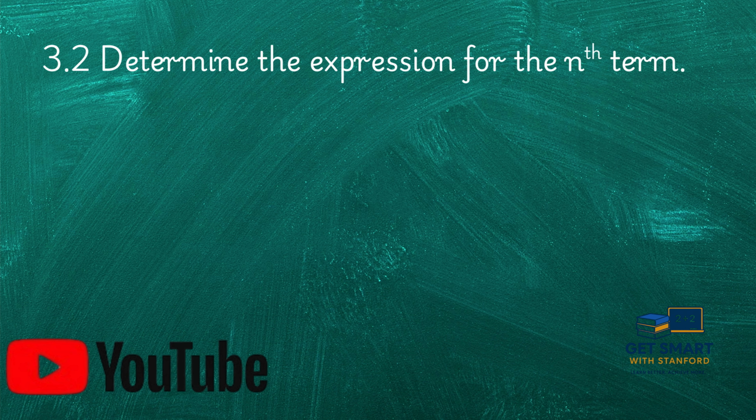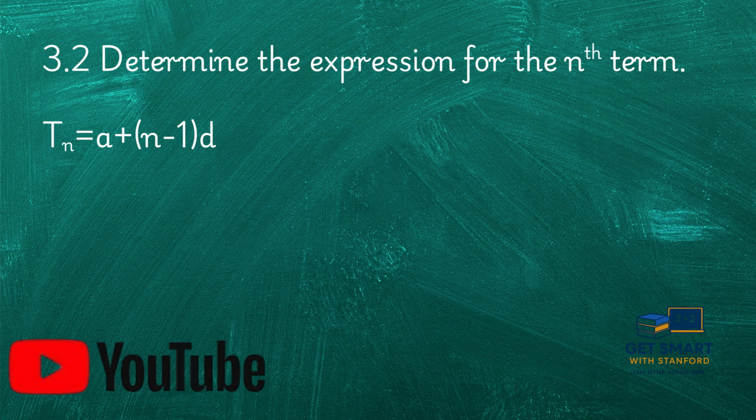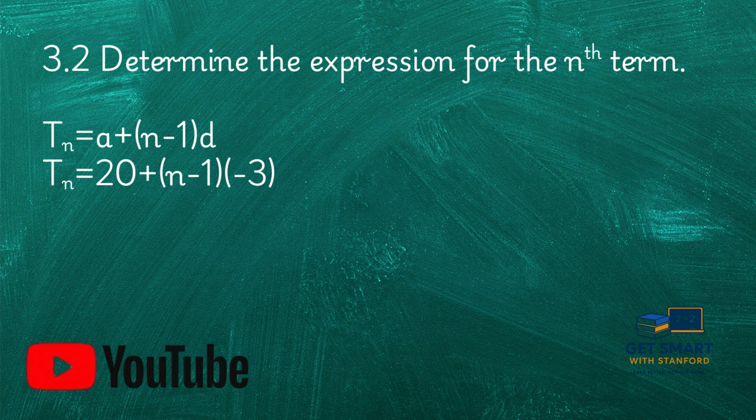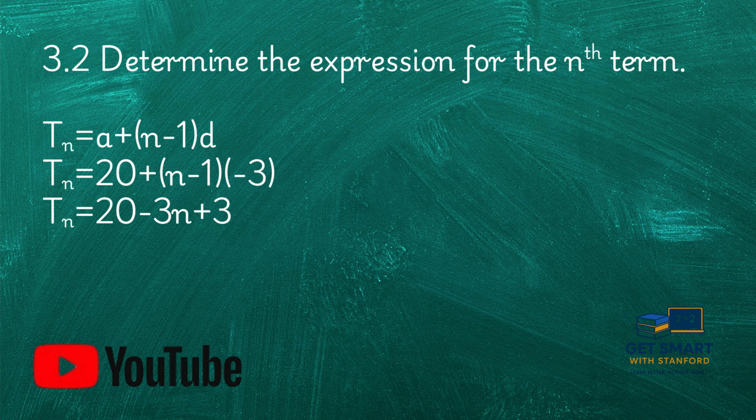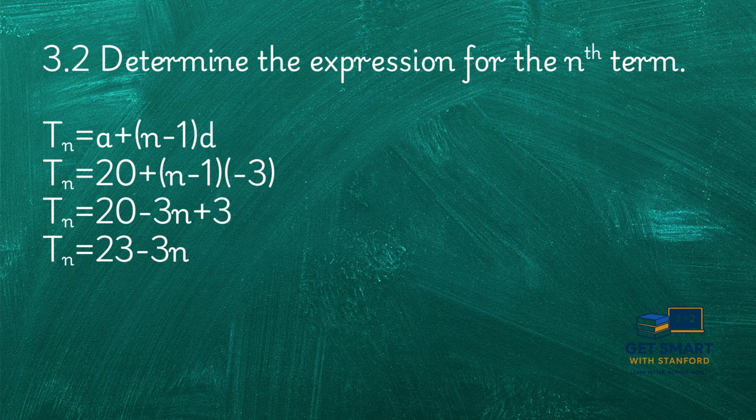In 3.2, we are just required to determine the general formula for this particular pattern. We use the formula that we used in the previous question and substitute the values that we were initially provided with. So, there it is. Tn equals 23 minus 3n.